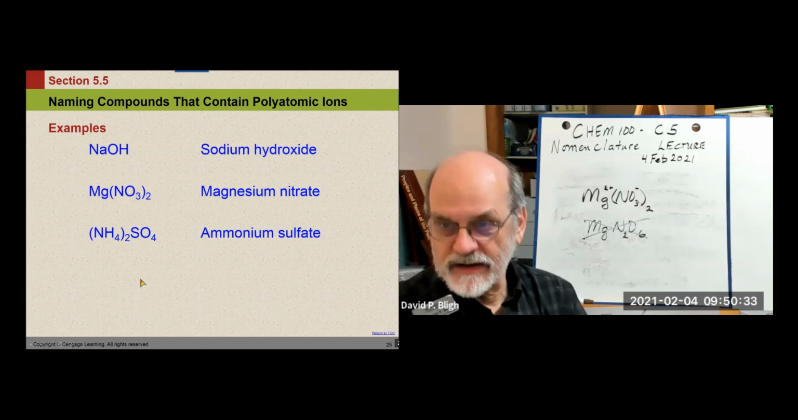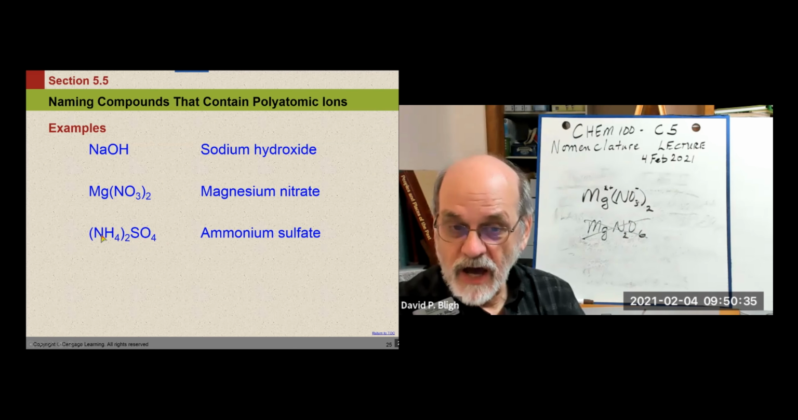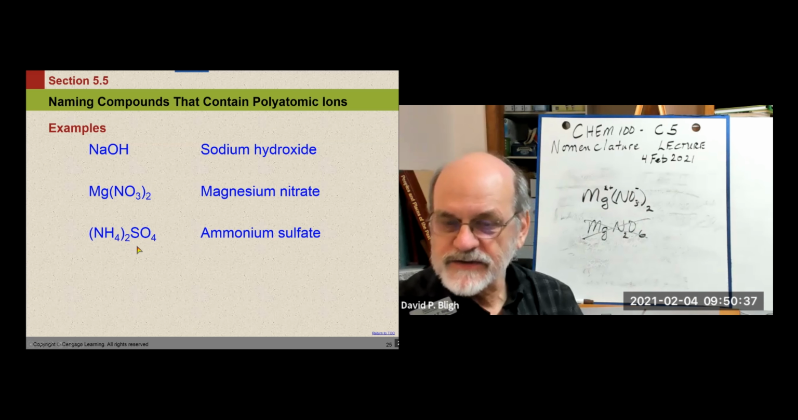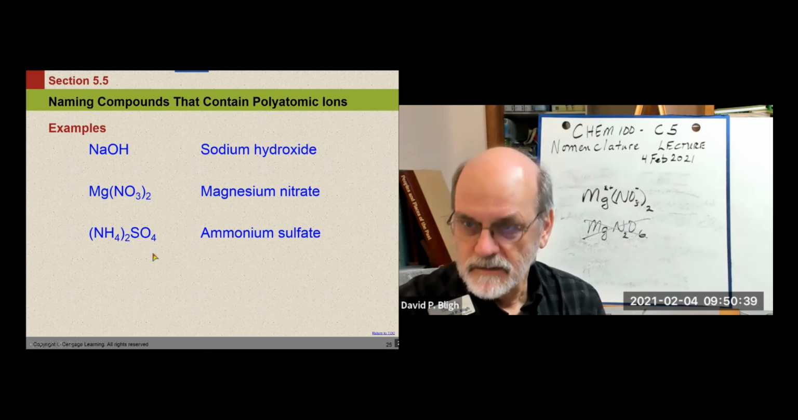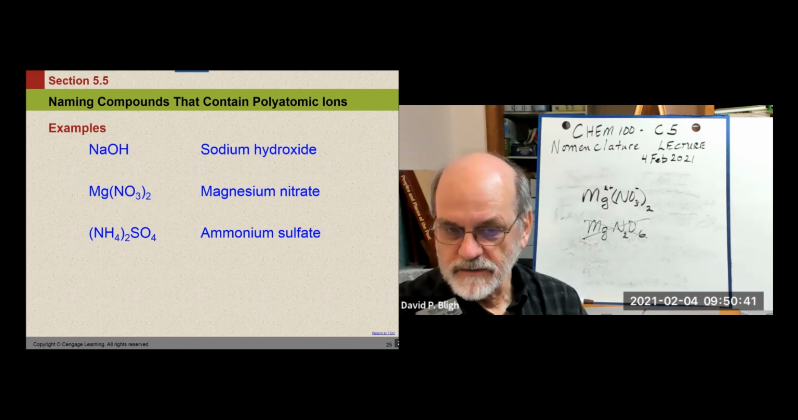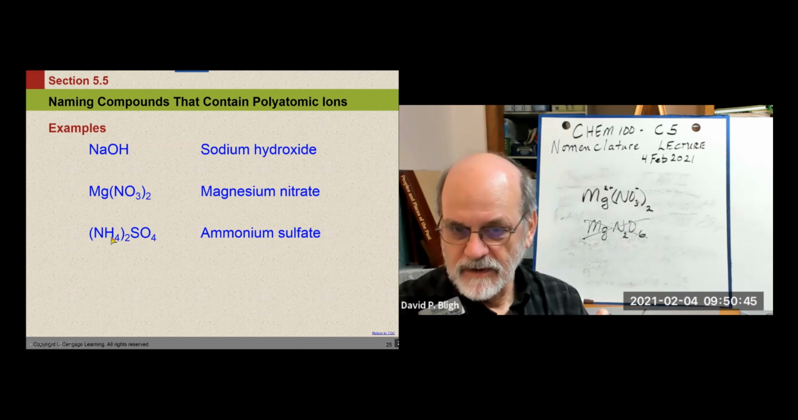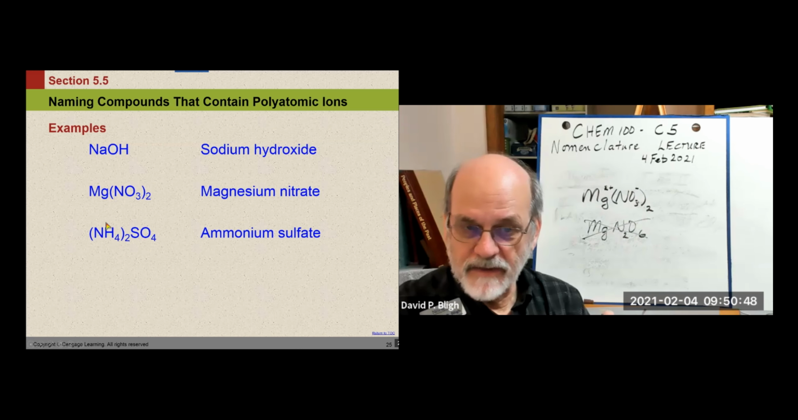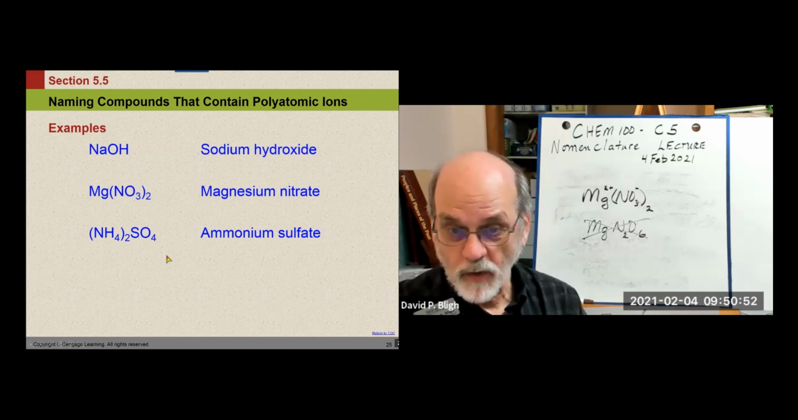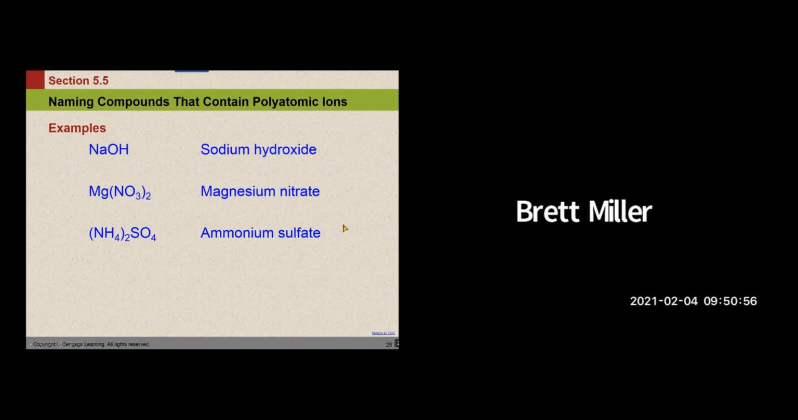Here's one that has 2 polyatomics. Ammonium, which is a +1 charge, and sulfate. Look it up, it's a 2- charge. So we need 2 ammoniums. And ammonium is only one possible charge, so we don't have any Roman numerals. It's just ammonium sulfate, you're done.